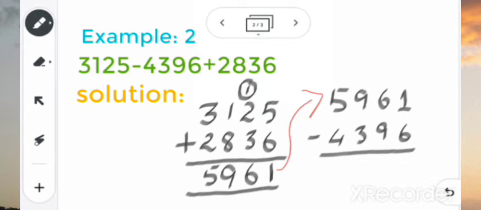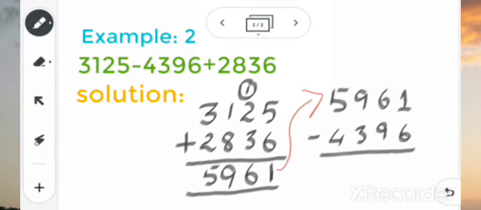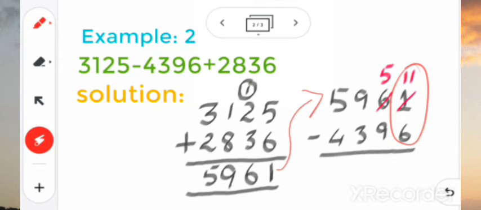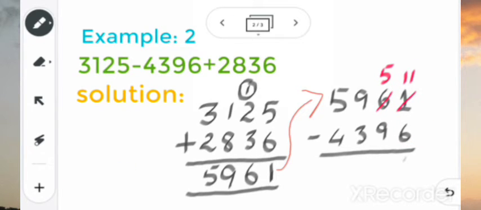So let's minus now. Here we have 1 and here 6. 1 is small, 6 is big. You cannot minus, so you will borrow from this 6. If you borrow 1 from 6, 5 will remain. That 1 comes here, where it is with 1 already, so it becomes 11. Now we have 11 minus 6, it will be 5.